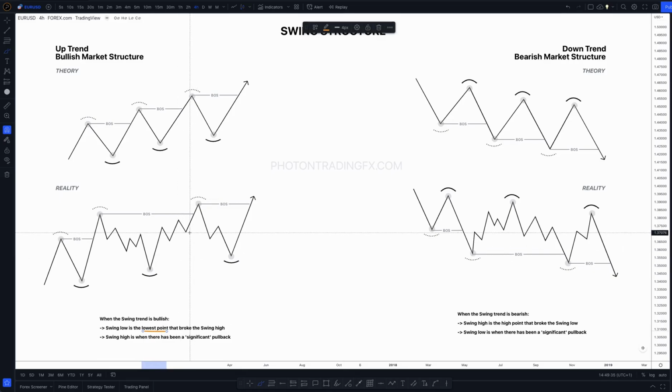Because with fractal structure, we want to be aggressive. With swing structure, we want to be a lot more conservative. So when we get that break of structure and we ask, okay, where is our new low?